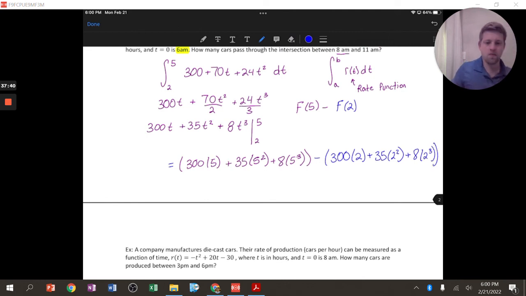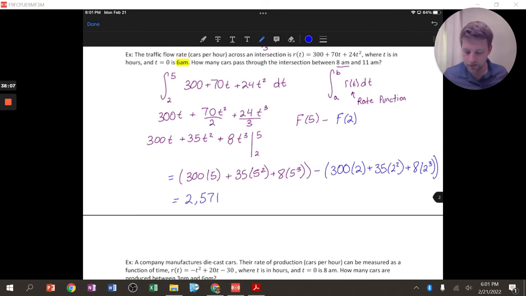There we go. So you can pause the video if you want and see if you can calculate that. If you go to find this solution in your calculator, you should find the result to be 2,571. And again, this would be in cars that pass through the intersection from 8 a.m. to 11 a.m. So in those mid-morning hours, from 8 to 11.